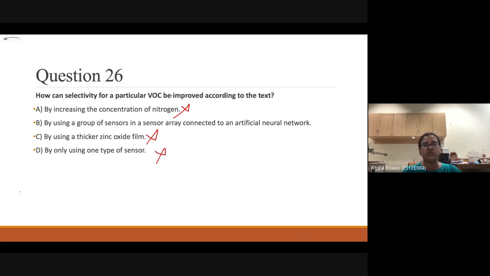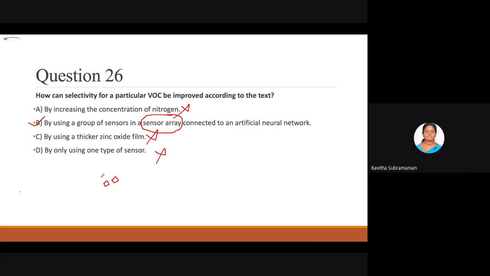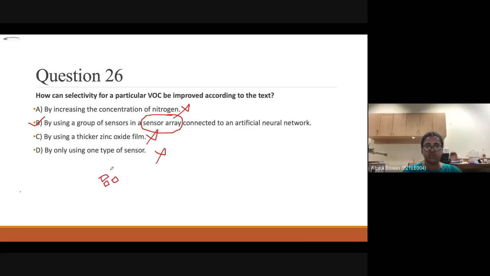To improve the selectivity for the VOC, they have used the sensor array. So not one, but multiple sensors they have used, and after that they have used an artificial neural network. So the right option is option B. They have used multiple sensors. This is called the sensor array. So it improved the sensitivity.